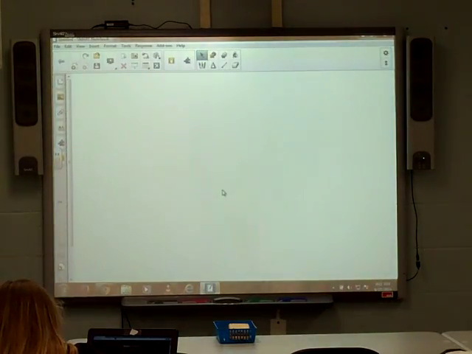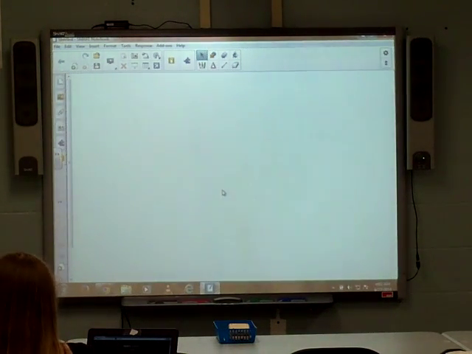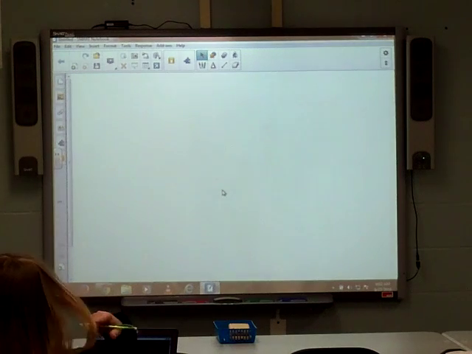Alright, so yesterday we started on factoring, solving quadratics by factoring. That's still where we are right now. So we're picking up on solving quadratics by factoring.